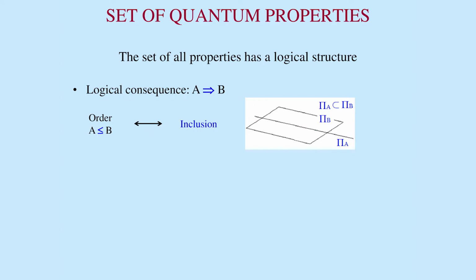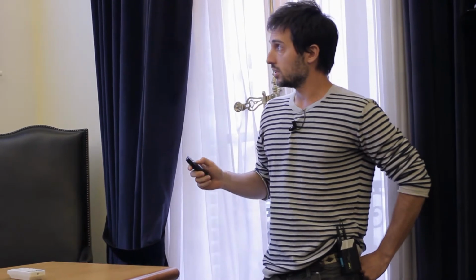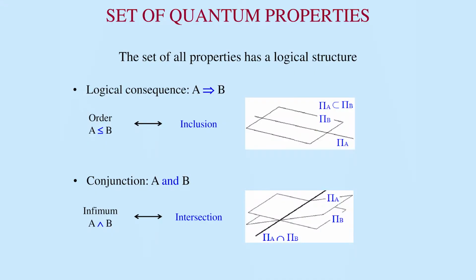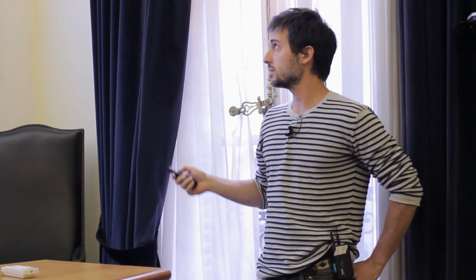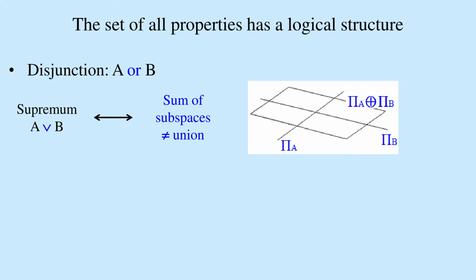Now we can see that we can define a logical consequence between two properties using the order relation given by inclusion. That's similar to the classical case. Then we can define a conjunction between two properties using the infimum of the lattice, which is given by the intersection. This is again similar to the classical case. And we can also represent the disjunction between two properties. We use the supremum, but here we have the first difference. The supremum is given by the sum of subspaces, because the union of subspaces is not a subspace.